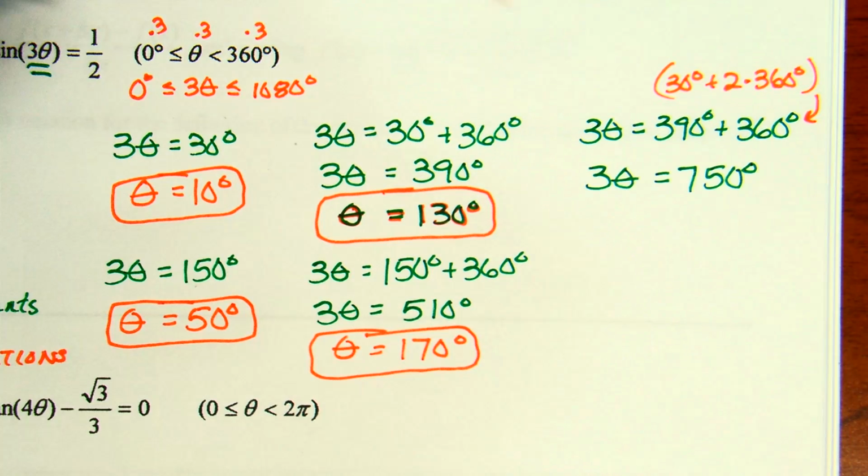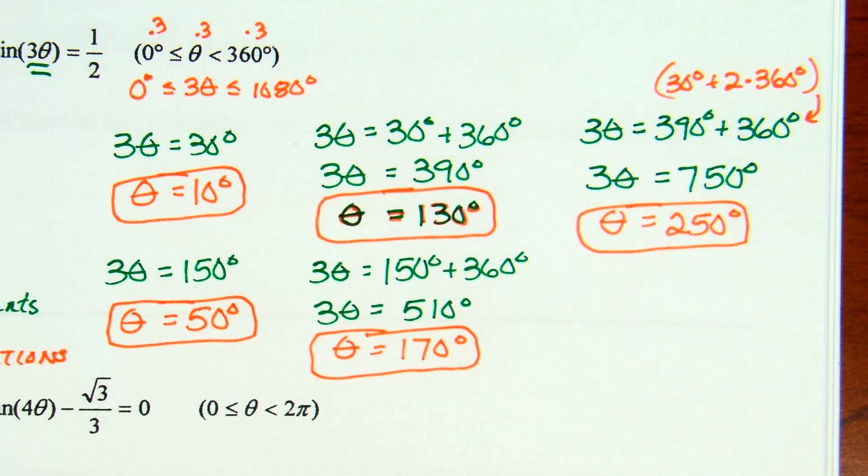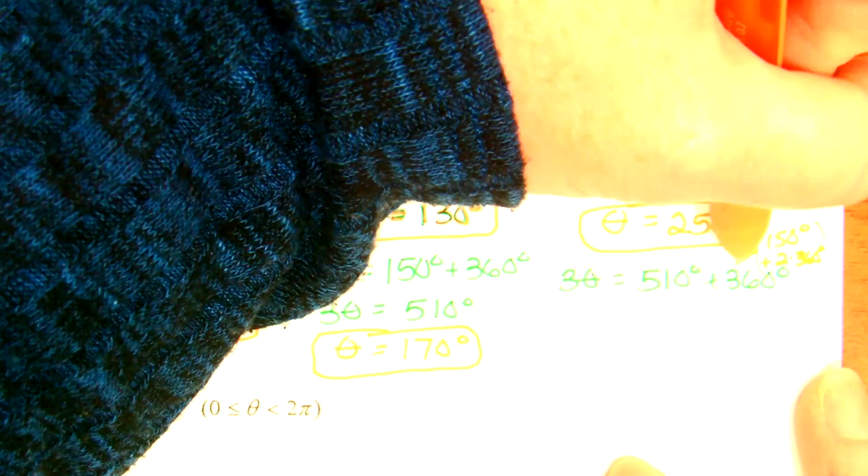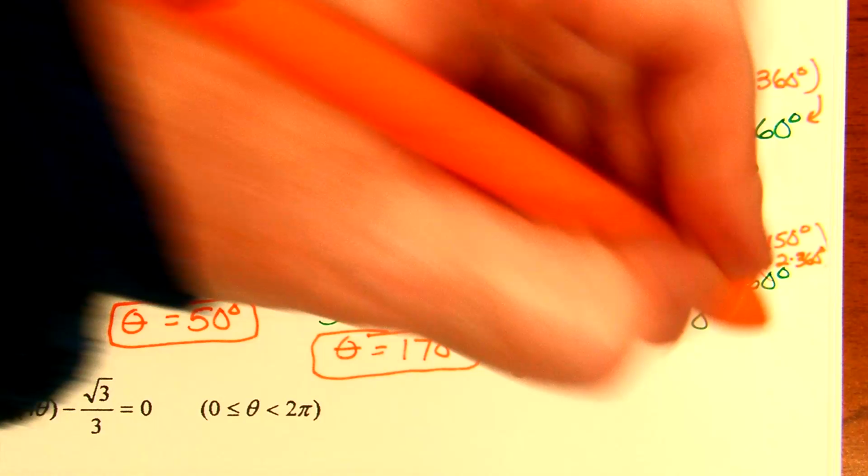Stop me if you don't like the math I'm doing or if you're confused. And then my other 3 theta, I can go back and use 510 plus 360. Or if you don't like that one, it would have been what? 150 plus 2 360s. So, either way, 3 theta is 870, and theta is 290.